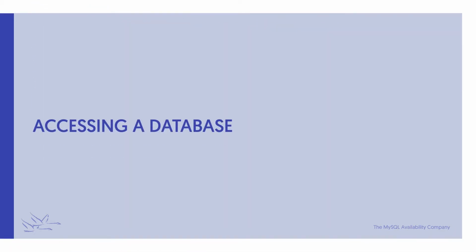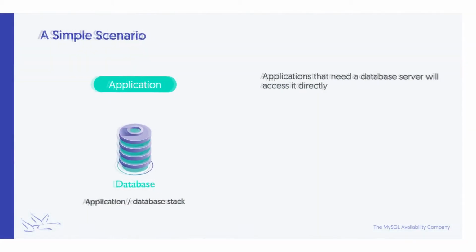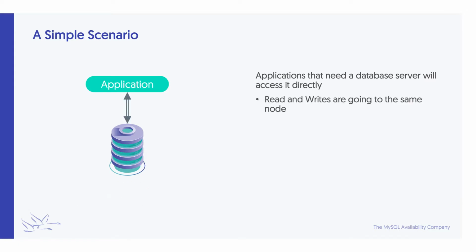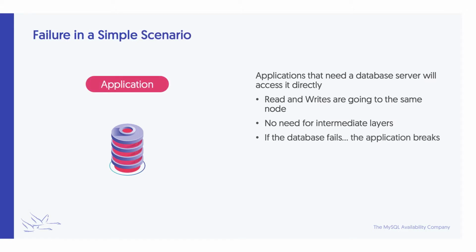Let's get started with a very simple example where we have an application, your application, that needs access to a database. In this setup, the reads and the writes are going to the same node. We don't need any intermediate layer. However, if the database fails, the application breaks.